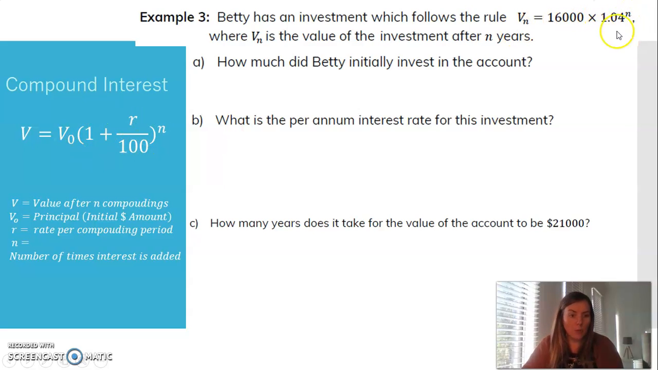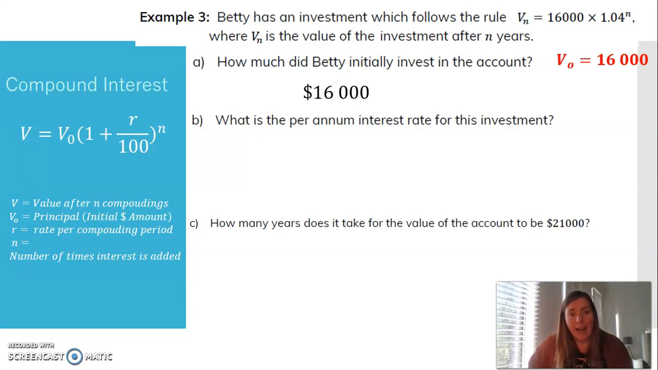So my rate isn't 1.04. We had the rate and calculated this whole thing and got 1.04, but it isn't the rate, okay? We could use it to help us find the rate, but at the moment we still don't know what R is, okay? So we can hopefully see V0 is 16,000. So I'm going to write that for part A.